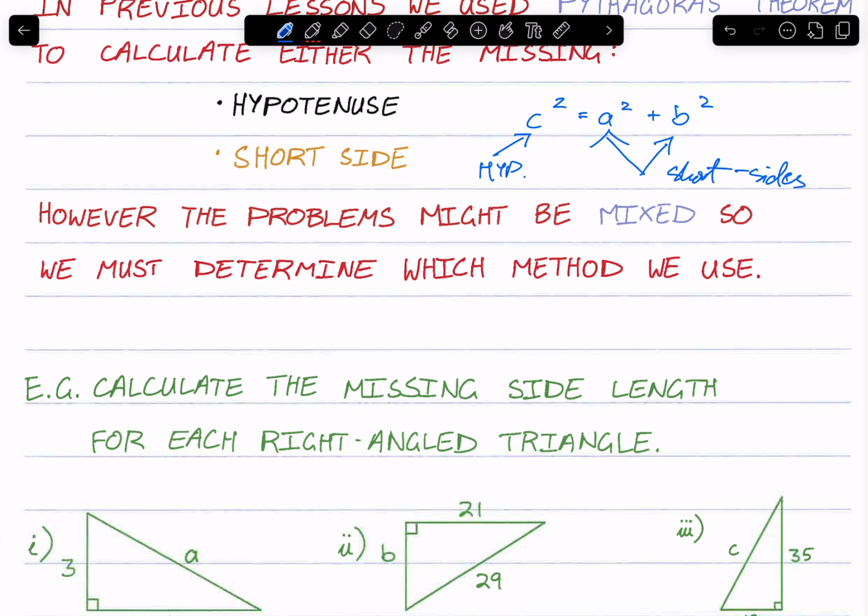And you'll see if we just follow this Pythagoras' theorem, placing the correct values in the correct positions, it becomes very obvious which method we have to use. So here we go.